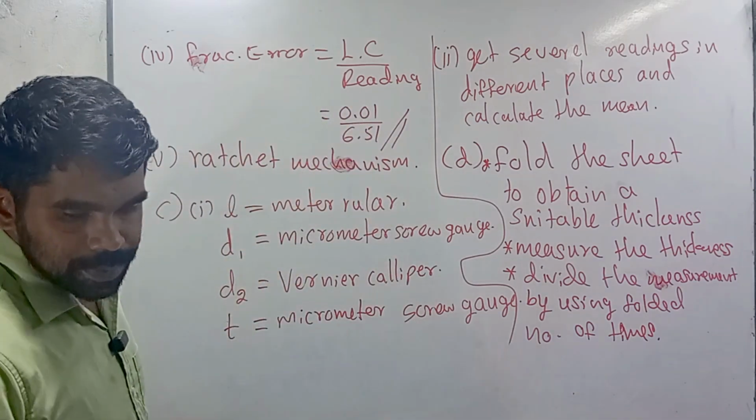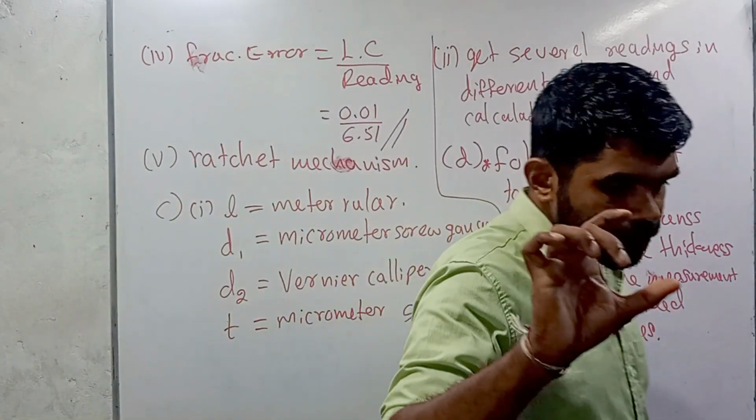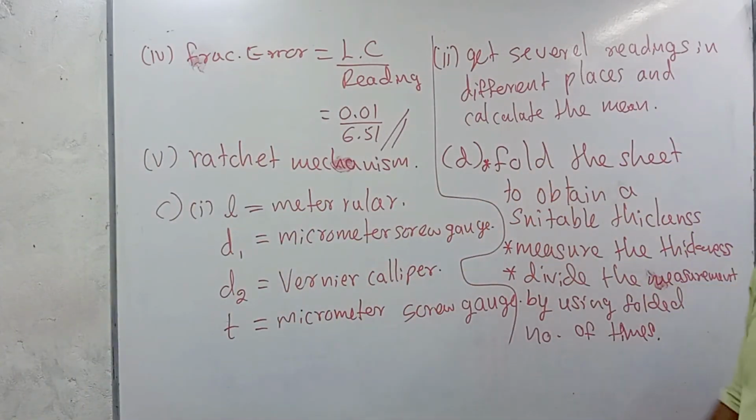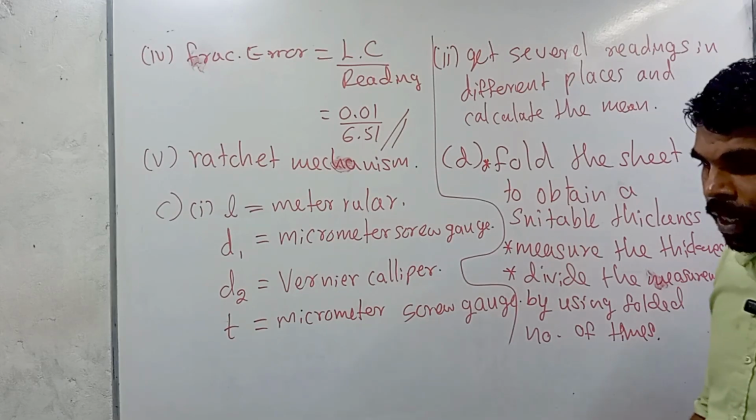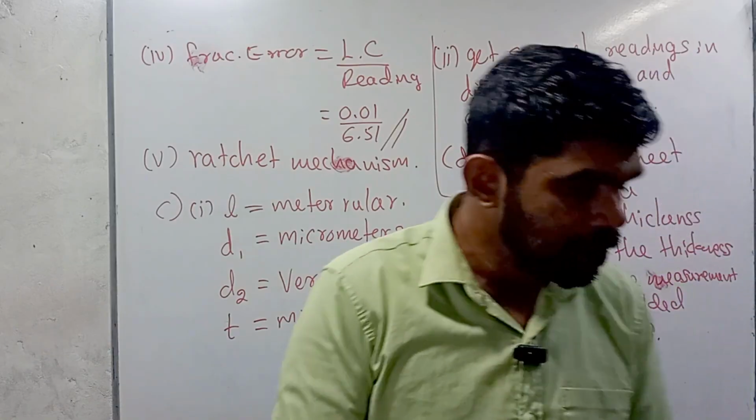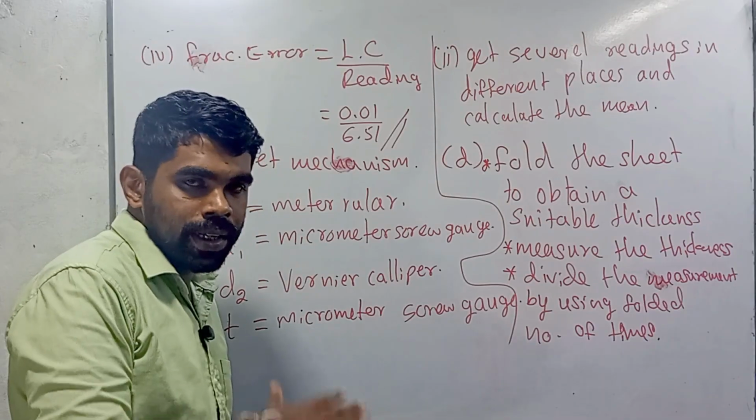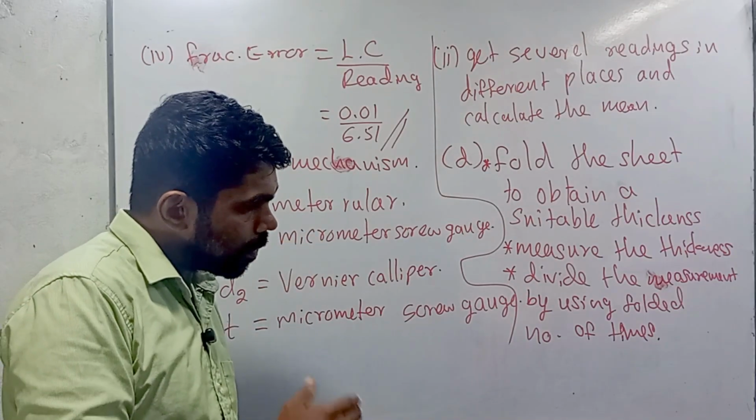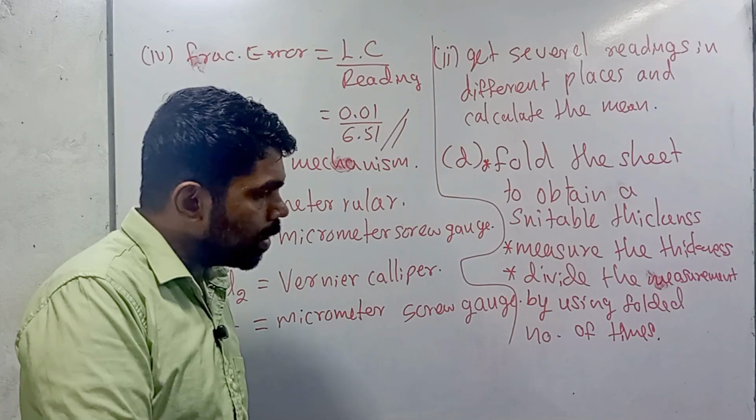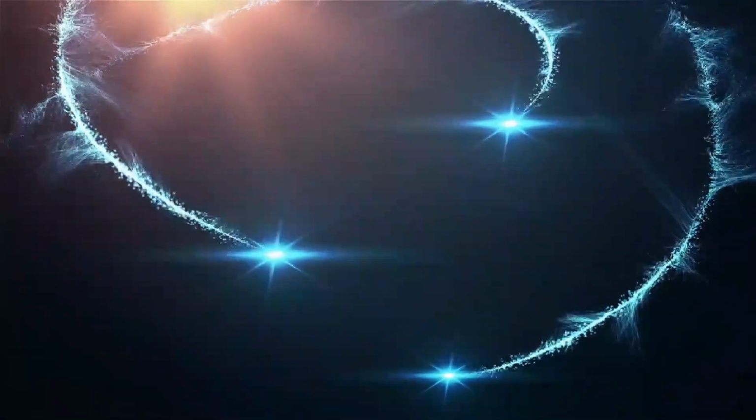If they have given a bundle of sheets, we can measure the thickness of the bundle of sheets and divide by the number of sheets. But now they have given only one sheet. Therefore, we can't use that method. We have to fold the corresponding sheet, and then calculate the thickness of the sheet by using the number of folded times.